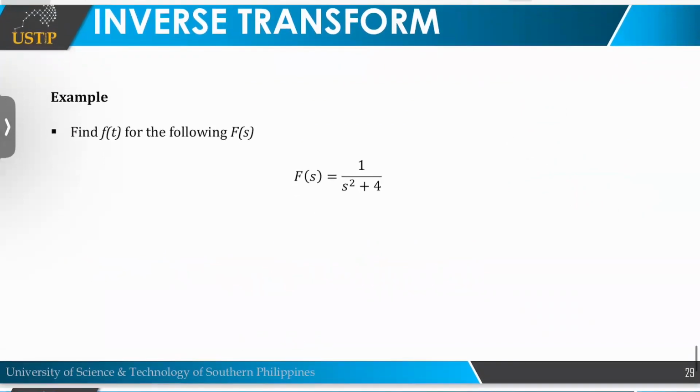Let's find the f of t for the following f of s, class. We have 1 over s squared plus 4. Okay, your s is squared now. So it is possibly cosine or sine, possibly hyperbolic cosine or hyperbolic sine. So what is our clue to deduce it, class? Your denominator is s squared plus 4. Again, your s squared indicates that it could be cosine, sine, hyperbolic cosine, or hyperbolic sine. But where do they differ? In the sign in the middle, whether it is plus or minus.